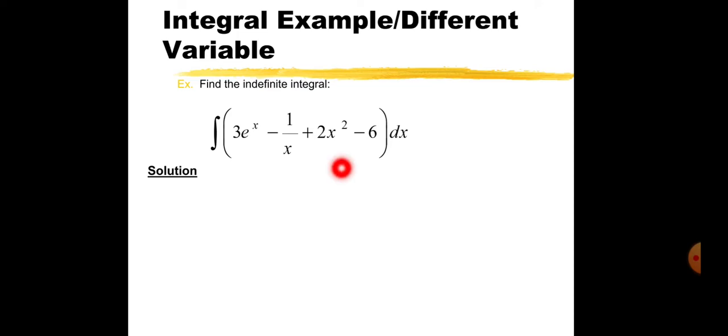Another example: the integral of 3e to the power x minus 1 over x plus 2x squared minus 6 dx. So here we have 3. Integration of e to the power x is e to the power x. Integration of 1 over x is ln x. Integration of x squared: add 1 to the power, so you have x to the power 3 over the new power 3, and 2 you can write as it is. Minus 6, its integral is negative 6x, plus the constant of integration c.